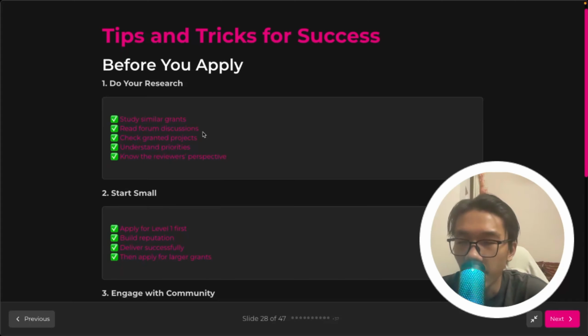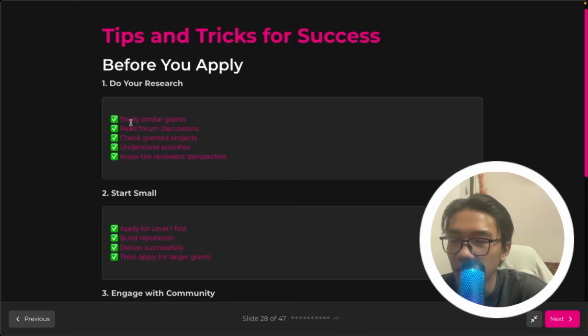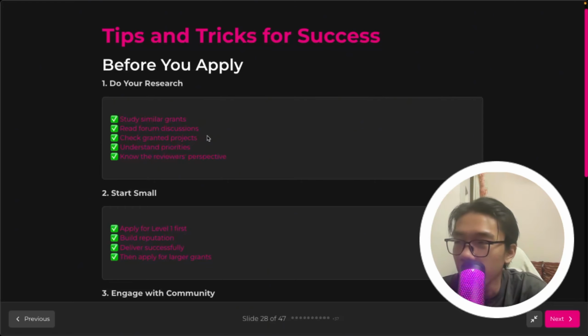For the success of the proposal, before you apply, you should do your research: study similar grants, read the forum discussions, check related projects, and understand the priorities. Know the reviewer's perspective, so understand how the project works, how the expectations work, and whether there are any similar projects to the one you are currently applying with in the ecosystem right now, because most of the time they don't get funded if the idea already exists in the market.